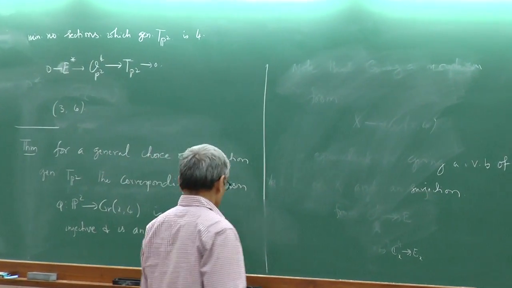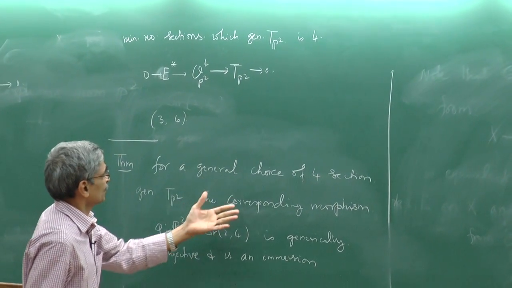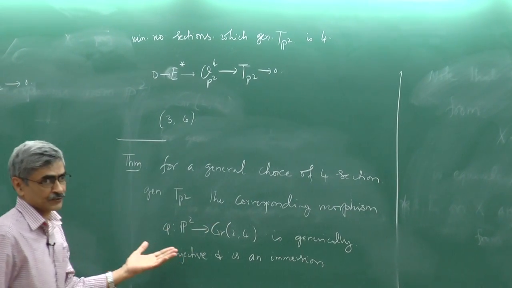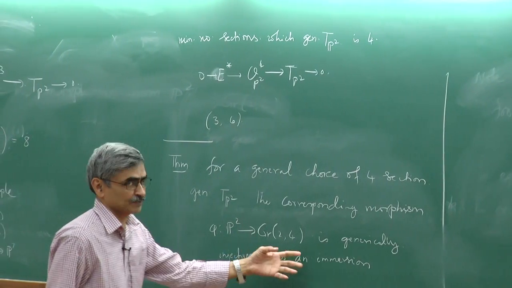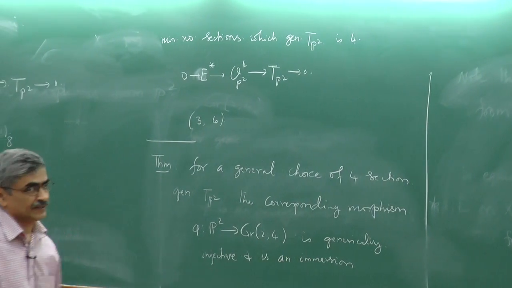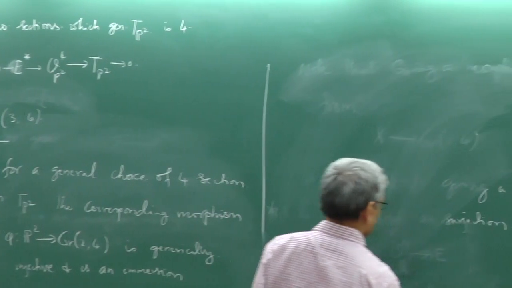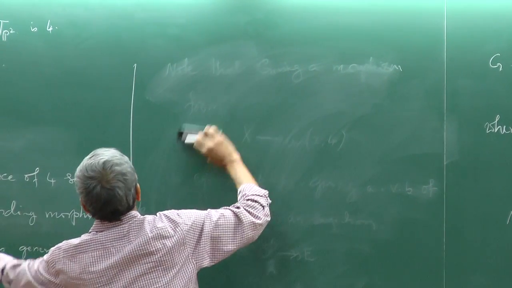So this generic choice of such sections corresponds to a general theorem. For that, one has to produce one example for which this mapping has this property, generically injective and an immersion. So this is what we do here. Once we do that, then this theorem follows.